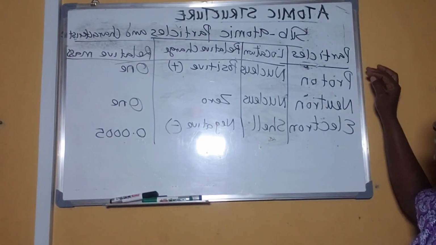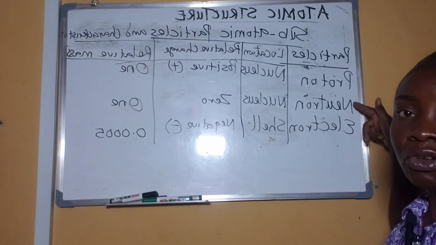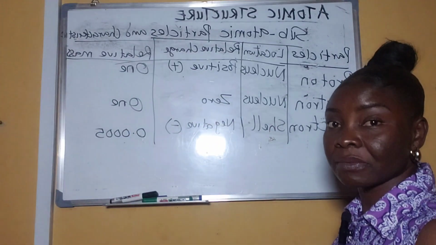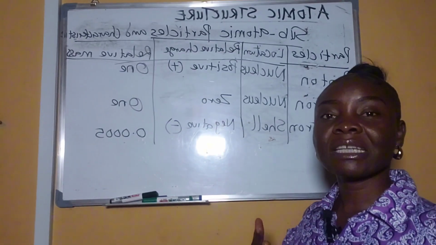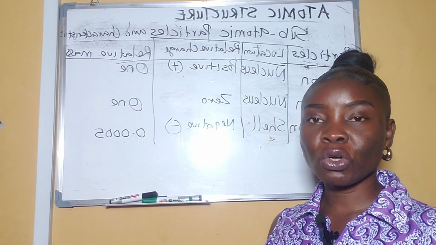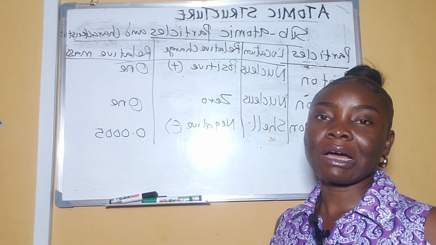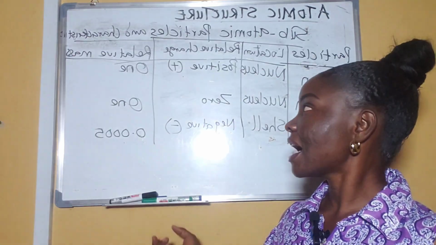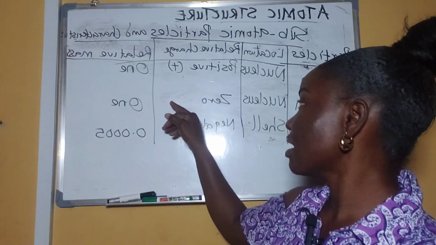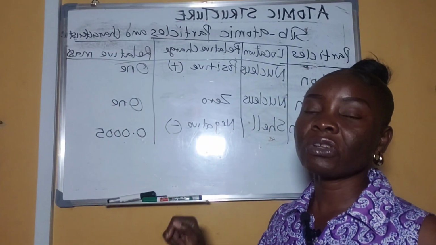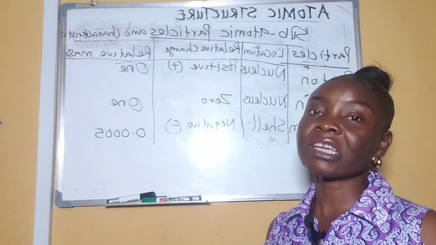Remember that I mentioned that we have three subatomic particles: proton, neutron, and electrons. Then their locations: neutron and proton are found in the nucleus, whereas electrons are found on the shells. And then their relative charges and their relative masses are also on the board. Proton is positively charged, neutron has no charge, electron is negatively charged.